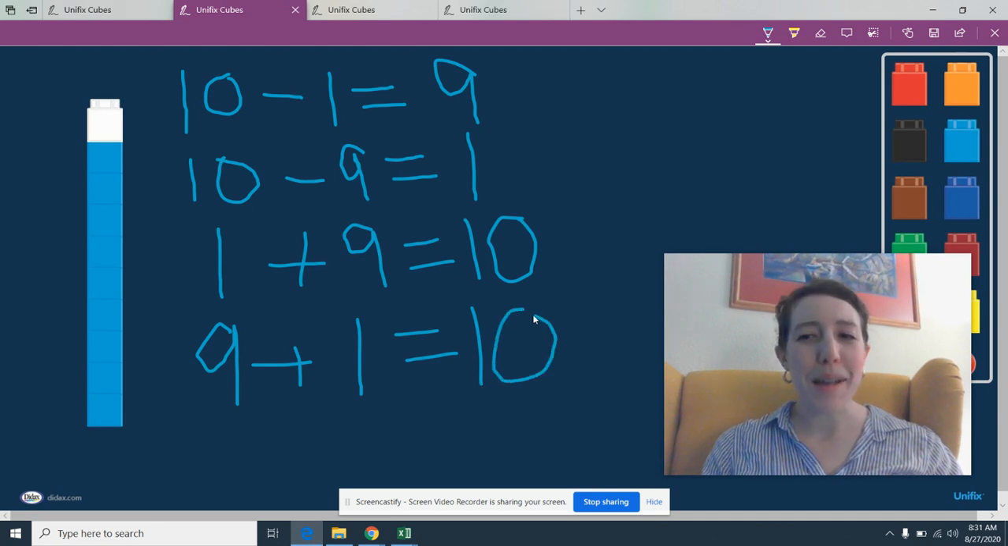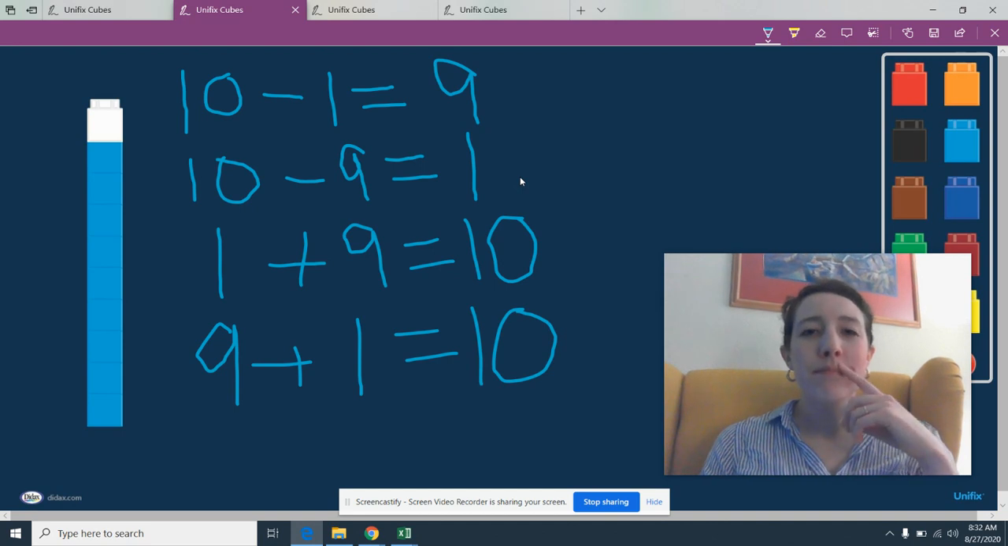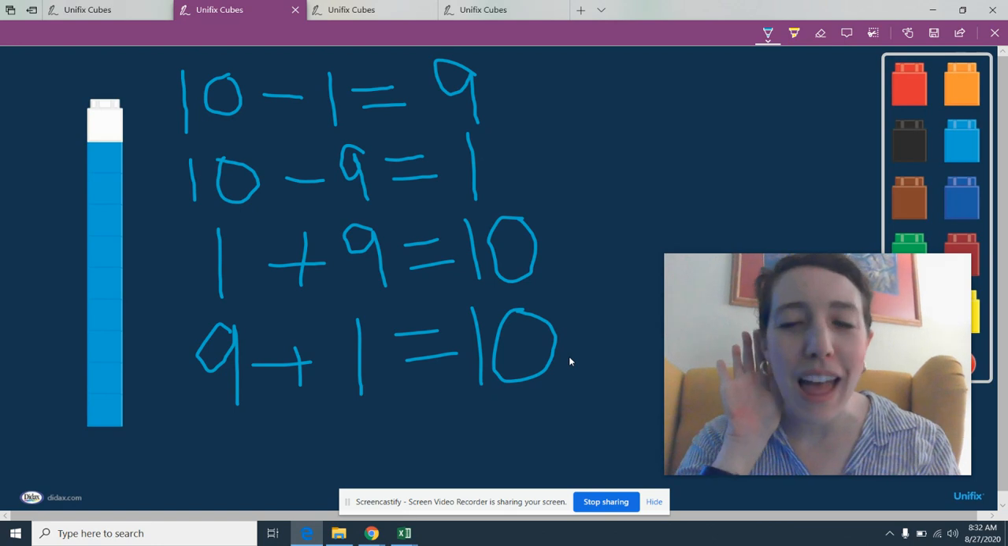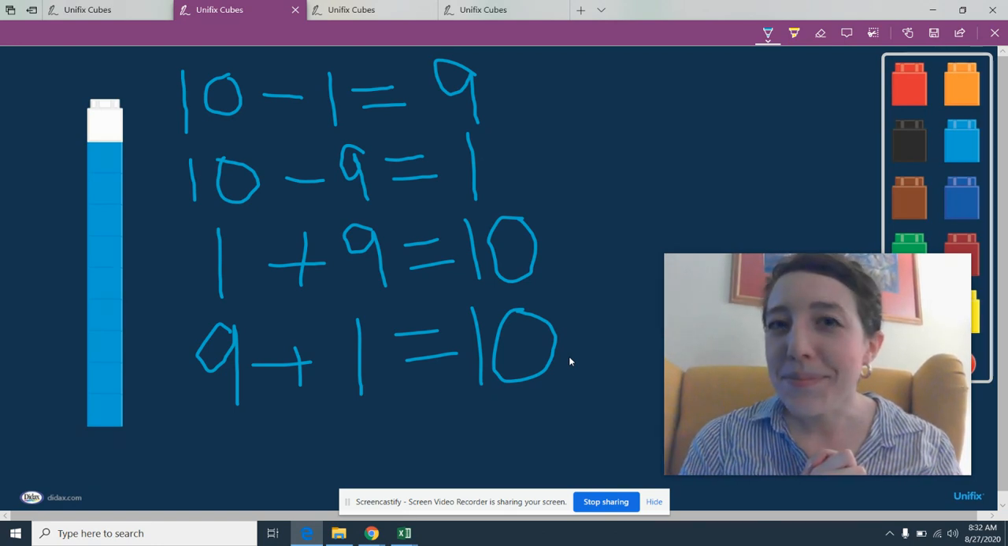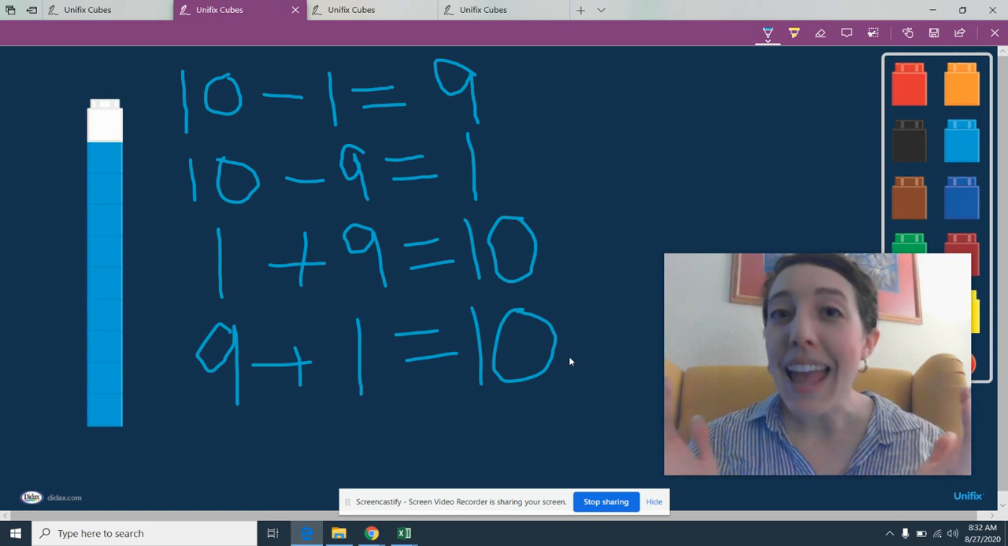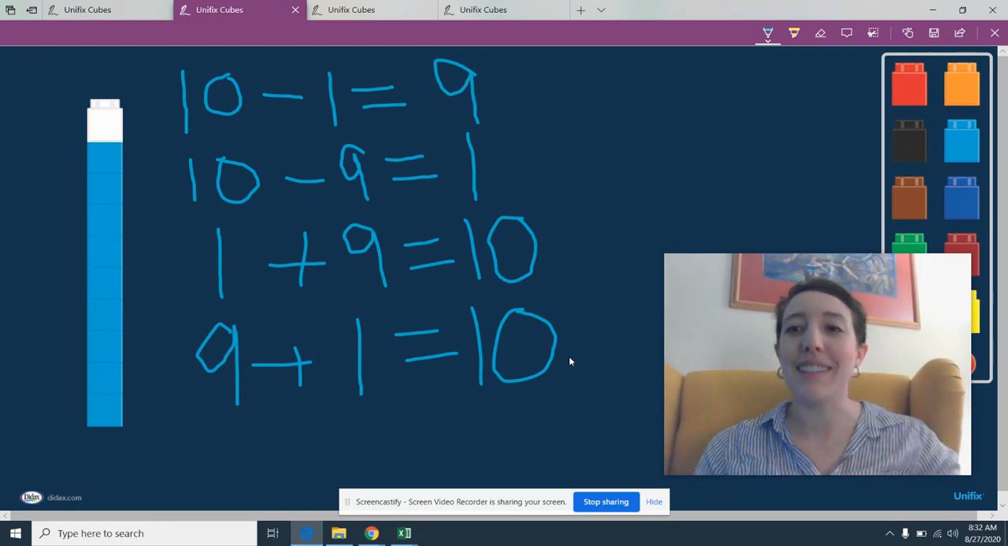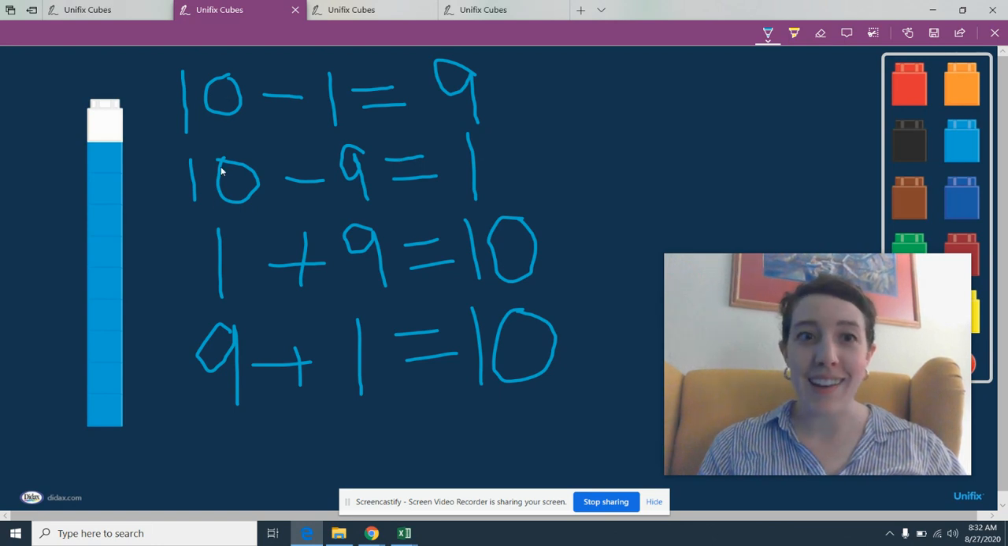Wow, boys and girls, I'm looking at my math equations. What do they all have in common? Can you tell me? What do you see that they all have in common? Whisper it to me. They actually have several things in common. They have the number 10. They all have the number 1. And they all have the number 9.